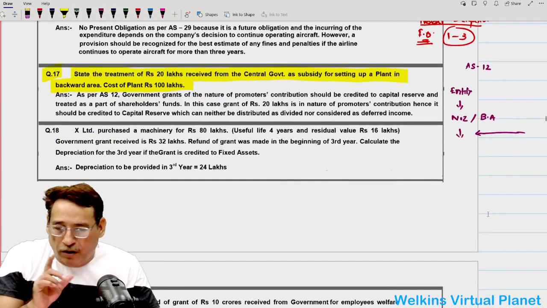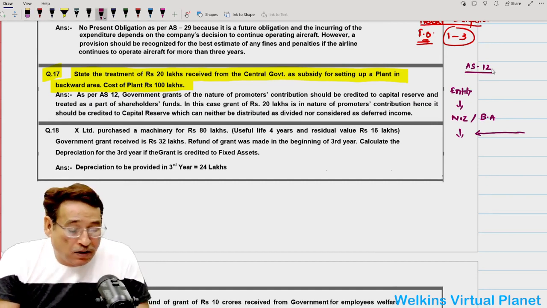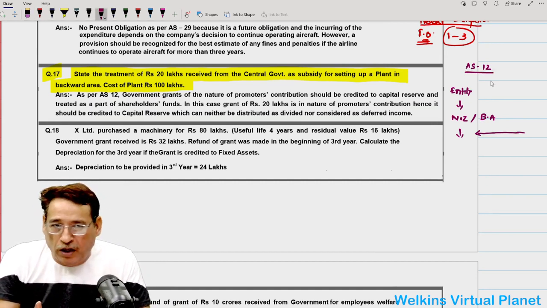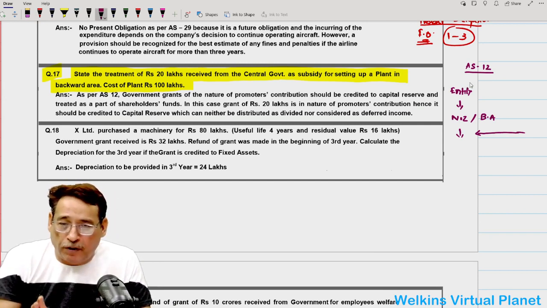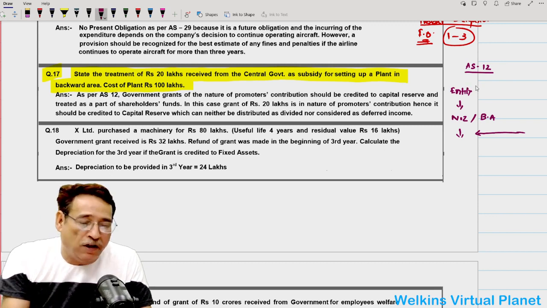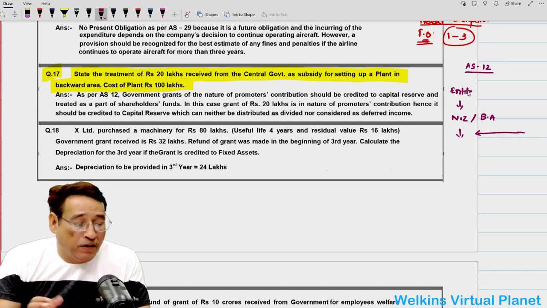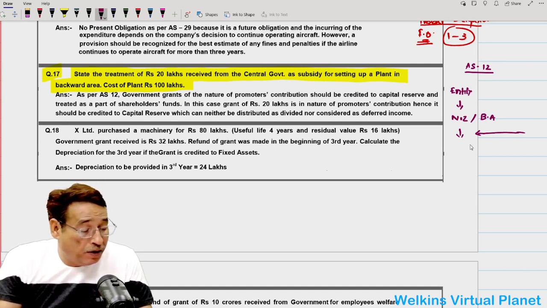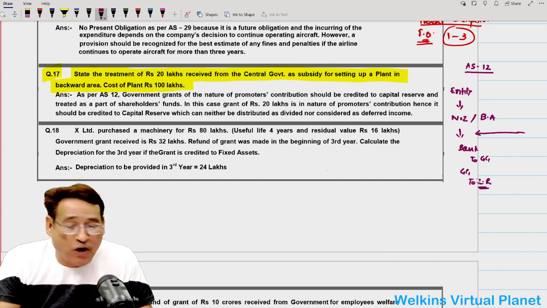So how will you write the answer? Please write by yourself. First of all, this case is covered by AS-12, number one. Number two, it will be treated as a grant in the nature of promoter's contribution because the entity is operating in a backward area. Number three, such a grant will be credited to capital reserve. When we receive the grant, our entry will be bank account debit to government grant, no doubt about that. But we will credit this government grant to capital reserve. So my entry will be government grant account debit to capital reserve.